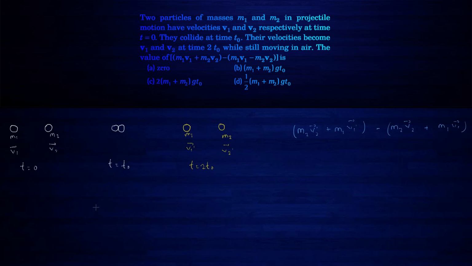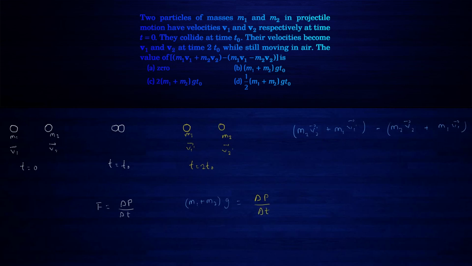From Newton's second law we can write F equals delta P by delta T. So consider m1 plus m2 as the system. The force on the system is (m1 plus m2) into g, which is equal to delta P by delta T.